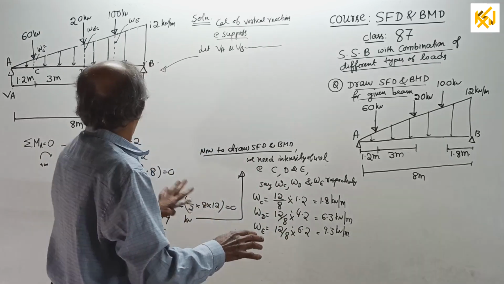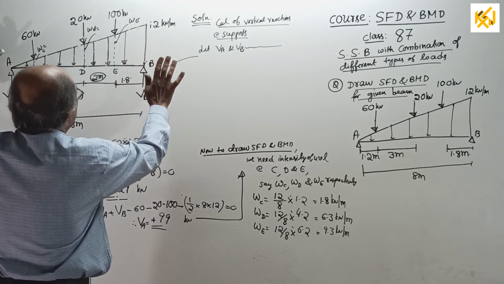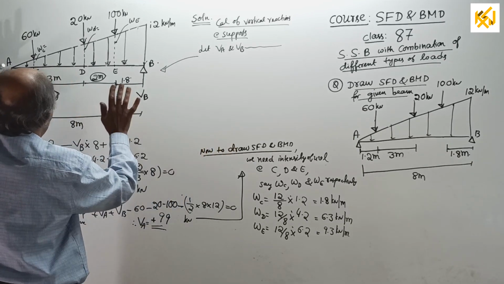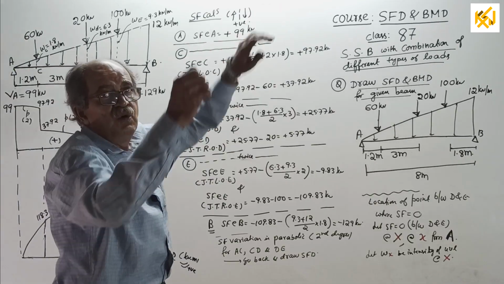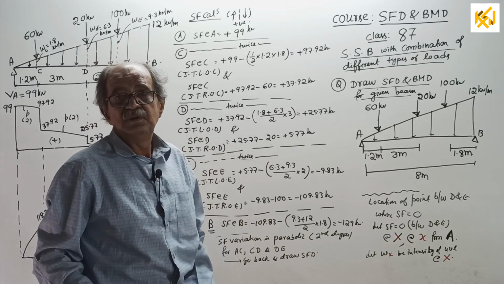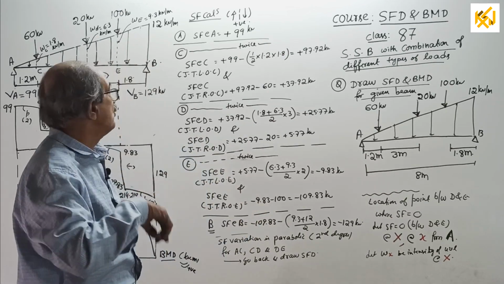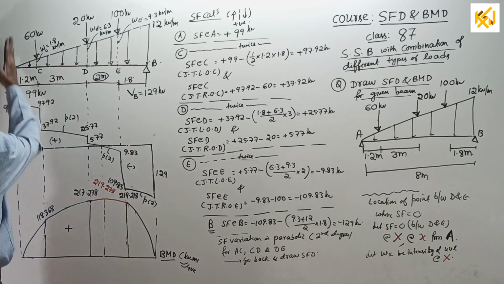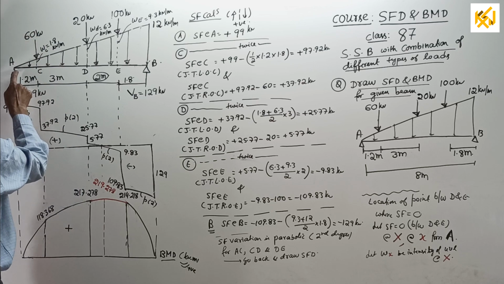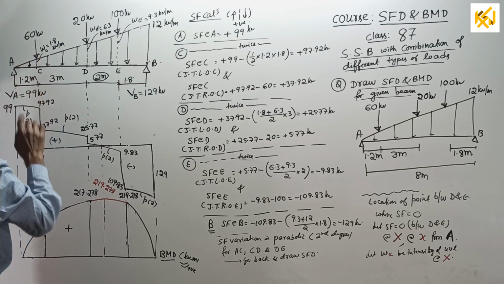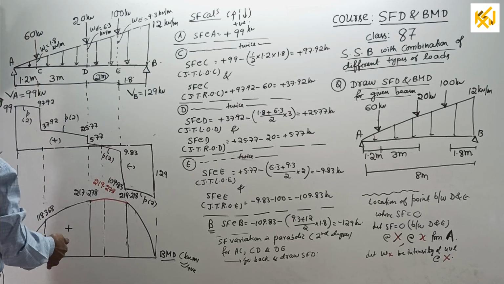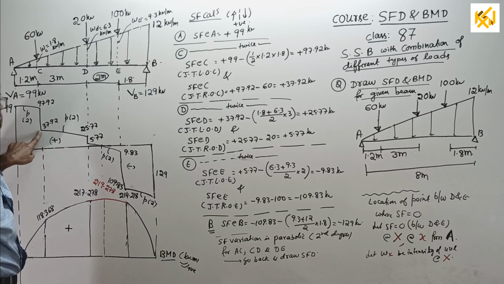Okay, I will draw a neat diagram once again with the calculated reactions. I will show the SF calculation and BM calculation and complete the question. Now, ready for shear force calculation, or if you want, without showing calculation, take your calculator. Go up by 99. From A to C, come down by half into 1.2 into 1.8. It will come 97.92. Then suddenly come down by 60, 37.92.